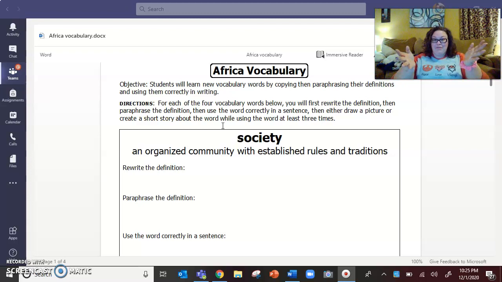Y'all, we've been over this before. You need to actually participate and I need you to actually say it, okay? Are we there? We good? You with me? Okay. I say, you say. Society. Society. Thank you. Society is an organized community with established rules and traditions.